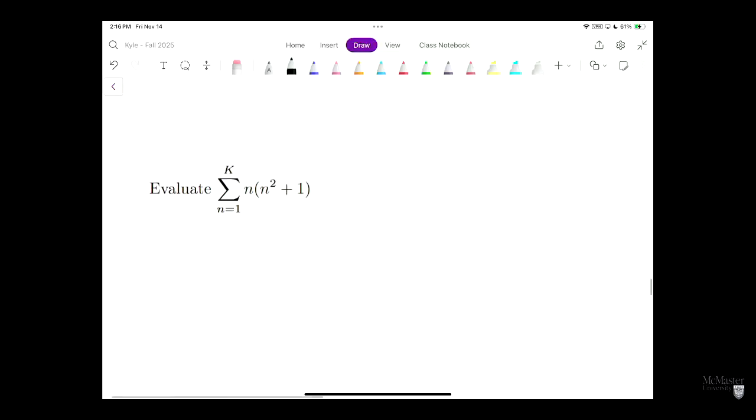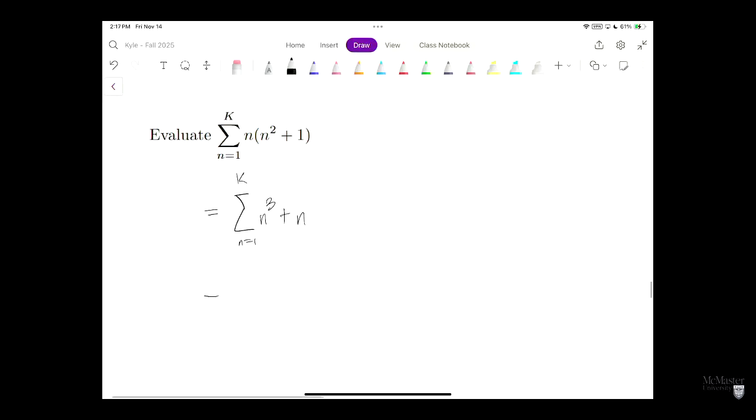This sum. Okay, we're going to speed run some stuff really quick. Is that okay? So this sum, this is the sum from n is equal to 1 up to k of n cubed plus n. So you just use the formulas. So this is k squared, k plus 1 squared over 4. And this is k times k plus 1 over 2.